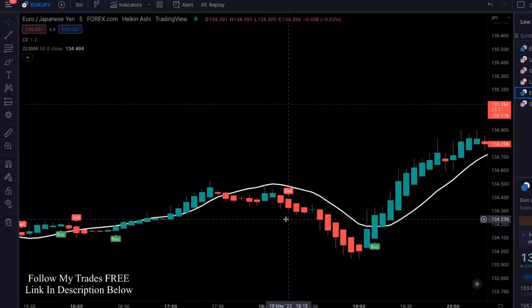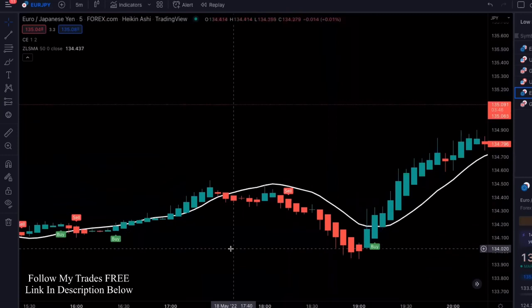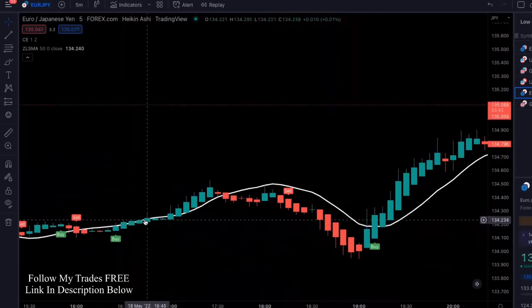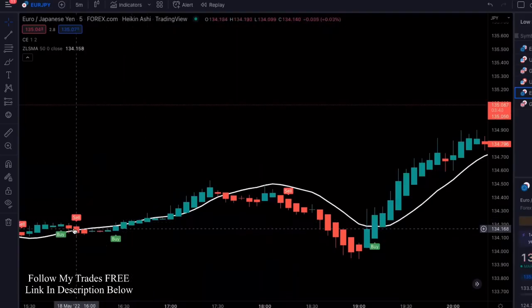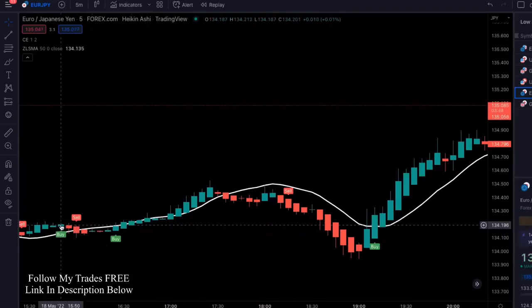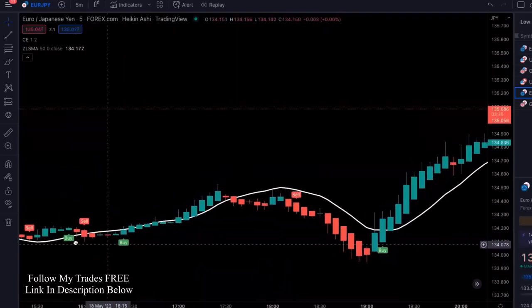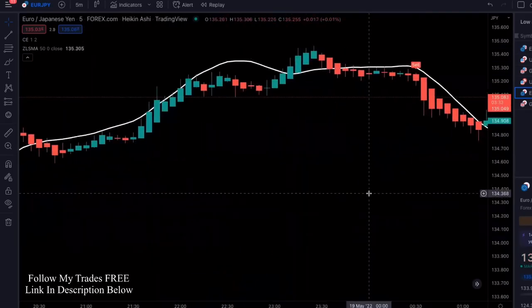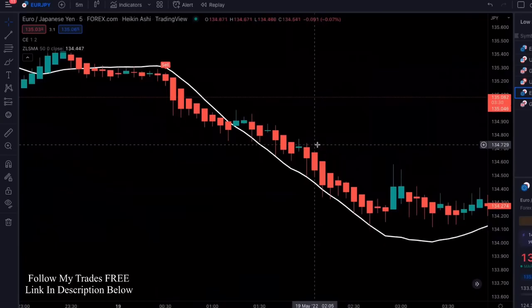Same thing over here. This one would have been a good sell, get out. This one wouldn't have been a good trade. This one would have lost a little bit. This one would have lost a little bit. So you see how the wins are good and the losses are smaller. That's basically the strategy right now.